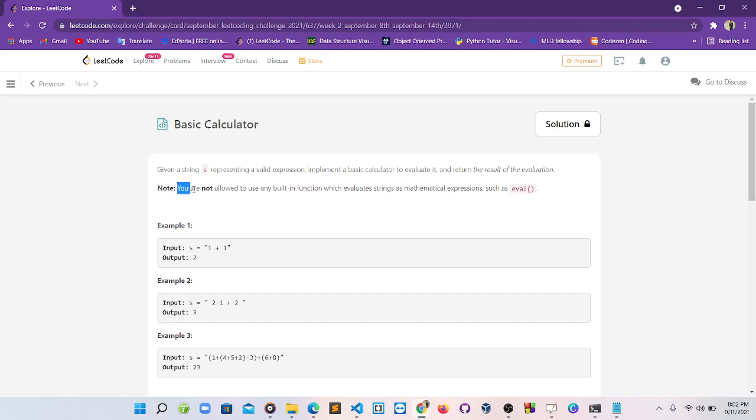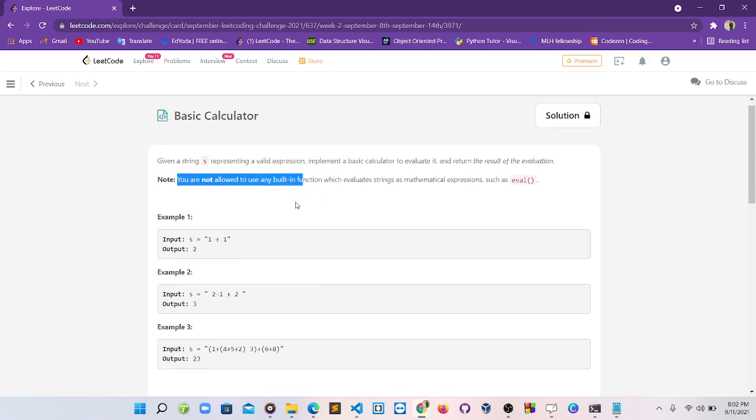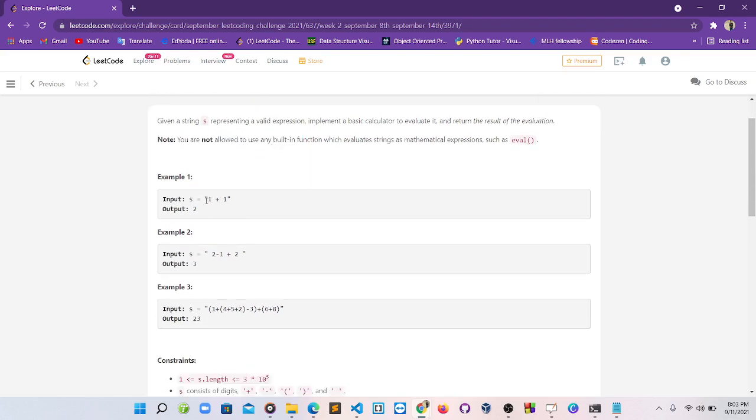And the note is we don't have to use any inbuilt function in order to calculate it. We have to create our own code. As you can see in the first test case, we have 1 plus 1, which is 2, as we know very well, and for 2 minus 1, which is 1, and 1 plus 2 is 3, so the answer is 3.